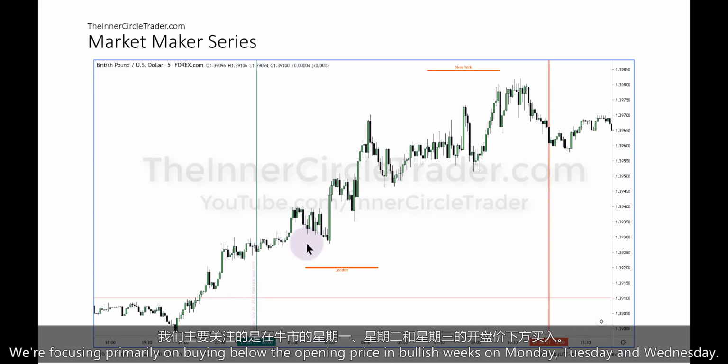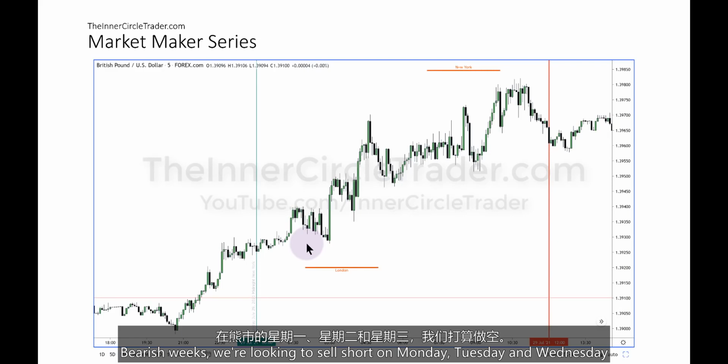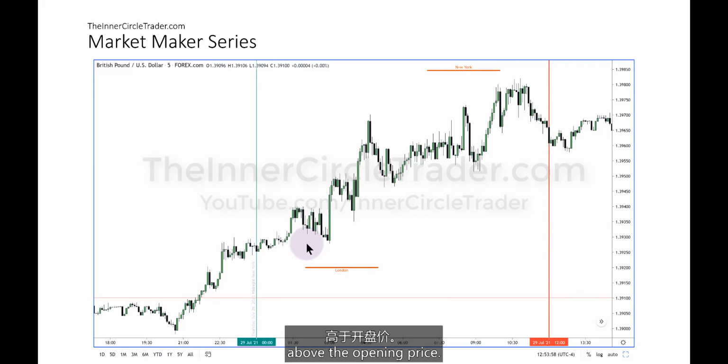We're focusing primarily on buying below the opening price in bullish weeks on Monday, Tuesday, and Wednesday. Bearish weeks, we're looking to sell short on Monday, Tuesday, and Wednesday above the opening price. On Thursdays and Fridays, we're not factoring that in.